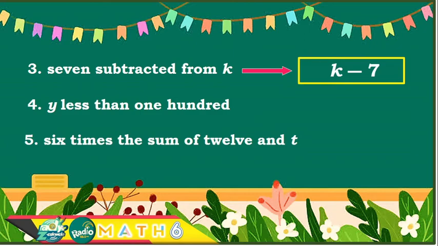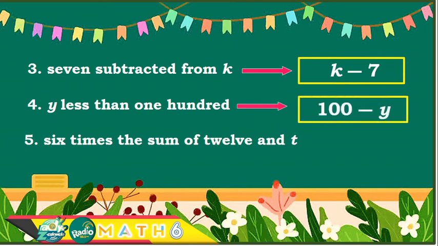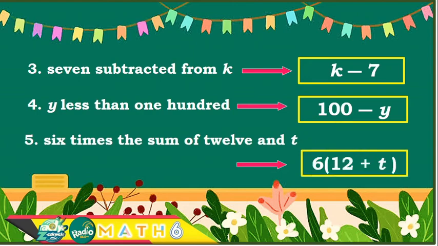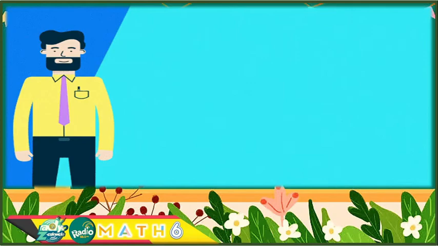For item number 4, the word phrase y less than 100 can be translated as, exactly, it's 100 minus y. For item number 5, the word phrase 6 times the sum of 12 and t can be translated as 6 open parenthesis 12 plus t close parenthesis. Very good. You are doing great today.